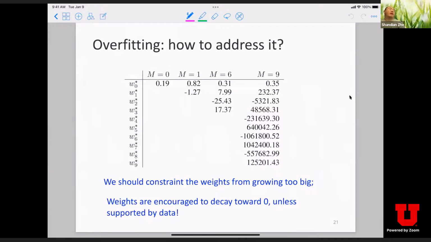If you've taken an entry-level machine learning class before, we talked about the regularized risk minimization framework. The idea is the same. We want to constrain the weights from growing too big, because when the numerical scales are so big, it's very easy to get very bad generalization error for new examples.